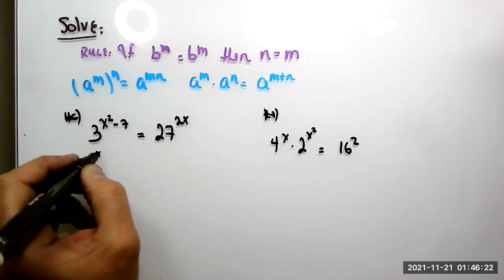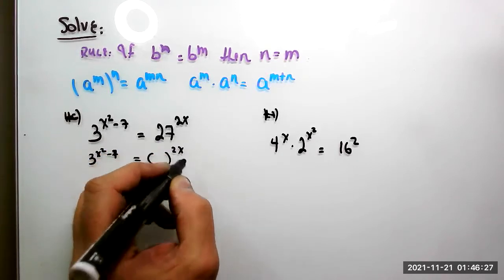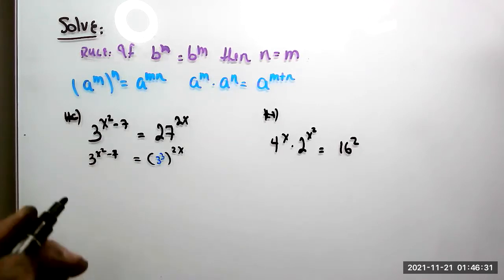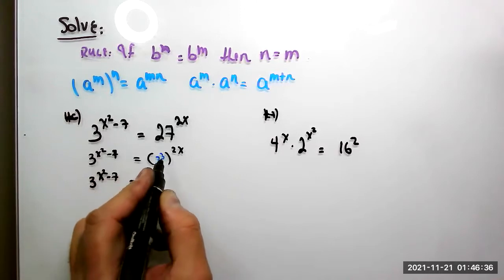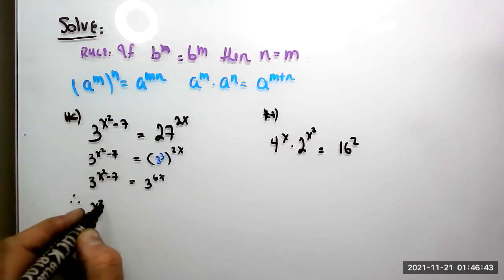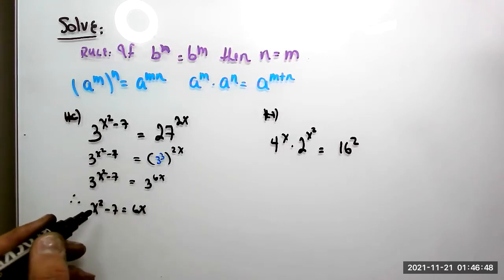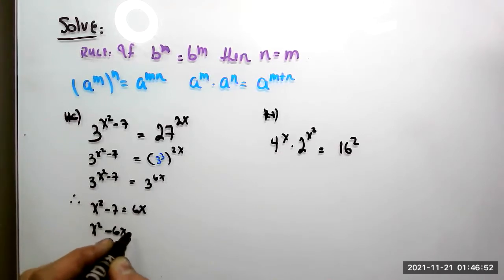It will be 3 to the x squared minus 7 equals 27 to the 2x, but 27 is the same thing as 3 cubed. So now I have 3 to the x squared minus 7 equals 3 to the 6x. Same base, we must have the same exponents, so x squared minus 7 equals 6x. We are dealing with a quadratic equation, so we set it equal to 0. X squared minus 6x minus 7 equals 0.